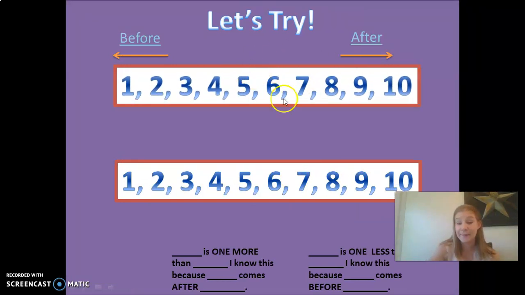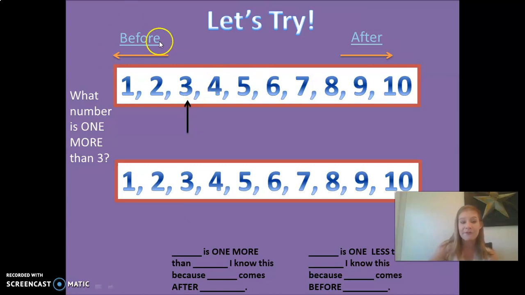Let's try again. Here's our number line. We want to know what number is 1 more than 3. So here's our number 3. That's the number we're looking at. And we know that we have to look at the one number that comes right before and the one number that comes right after this 3.